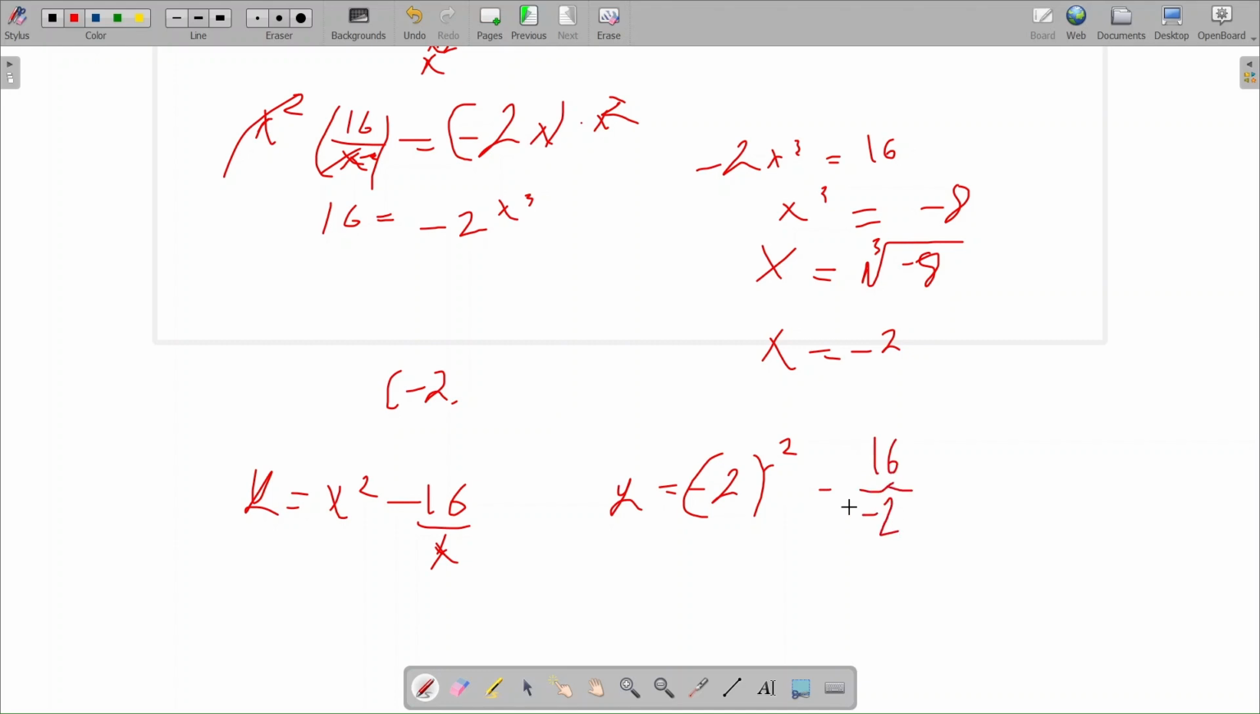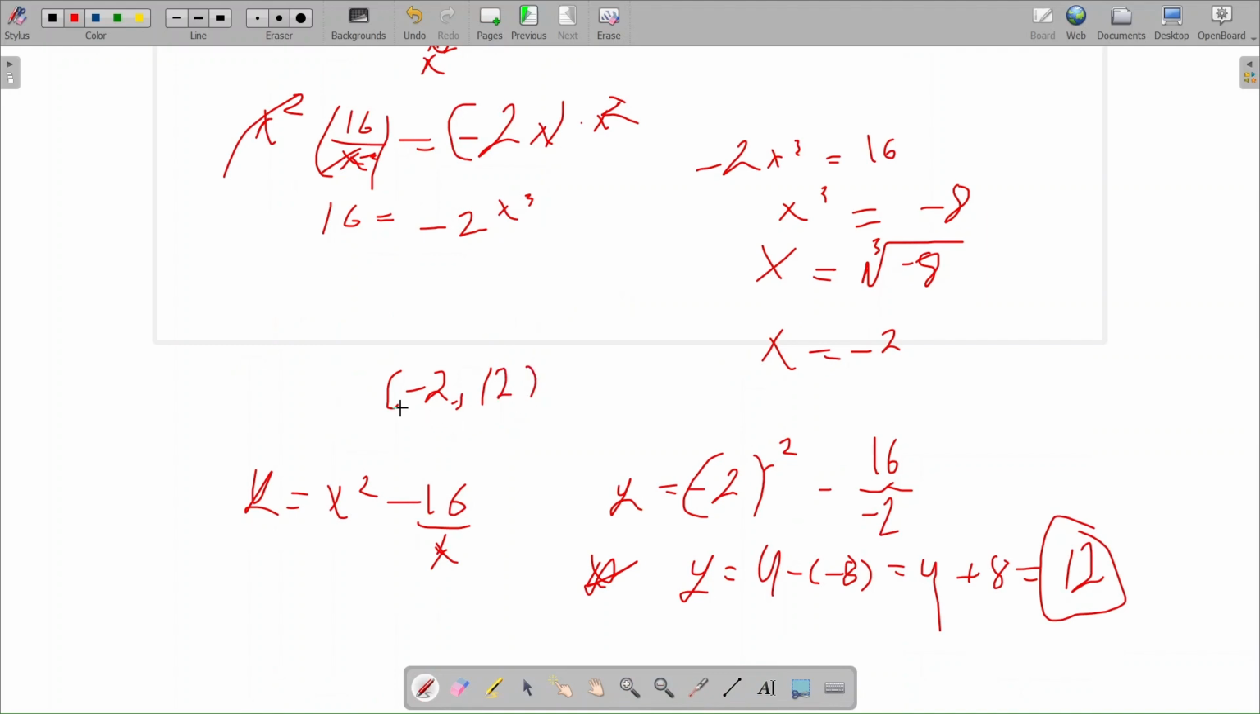You should immediately know the negative with the negative cancel, or you can actually just do it like this. Y is equal to 4, because negative 2 with the squared is 4, minus negative 8, which is gonna give us 4 plus 8, which is going to be 12. So y is equal to 12. So we go back up to where we had it, negative 2 and 12. And that is our answer for the turning point, which is B.